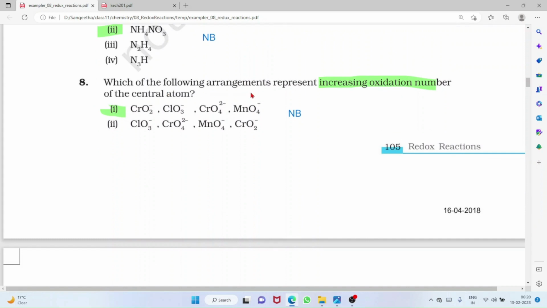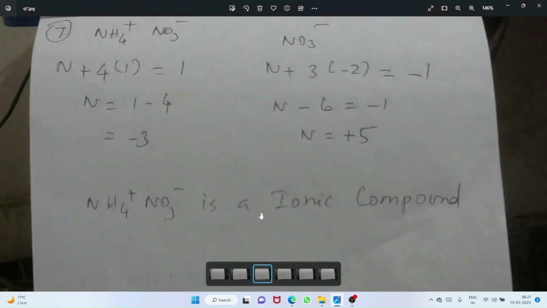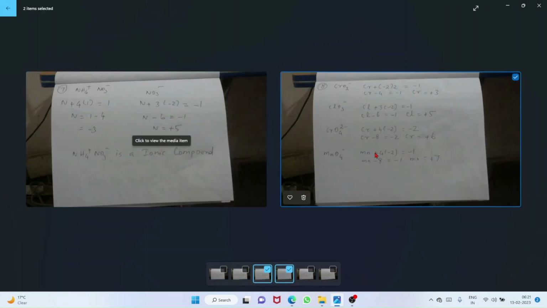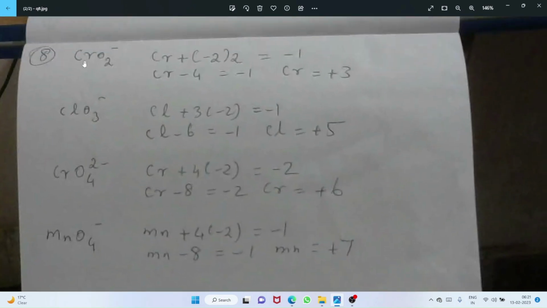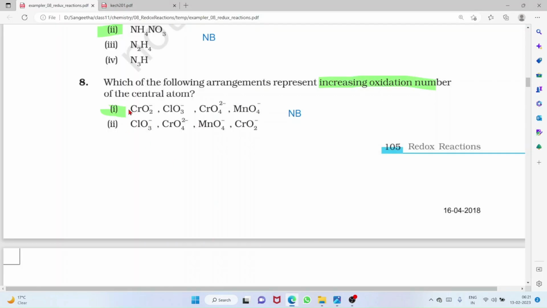Which of the following arrangements represents the increasing order of the oxidation number? So you have to find out the oxidation number of each compound and then write. For CrO2 minus: Cr plus oxygen minus 2, so 2 into minus 2 equals this -1. Cr minus 4 equals negative 1, so Cr equals +3. Similarly, you have to find out this. Then the increasing order will be 3, 5, 6, 7. So this is the correct answer.